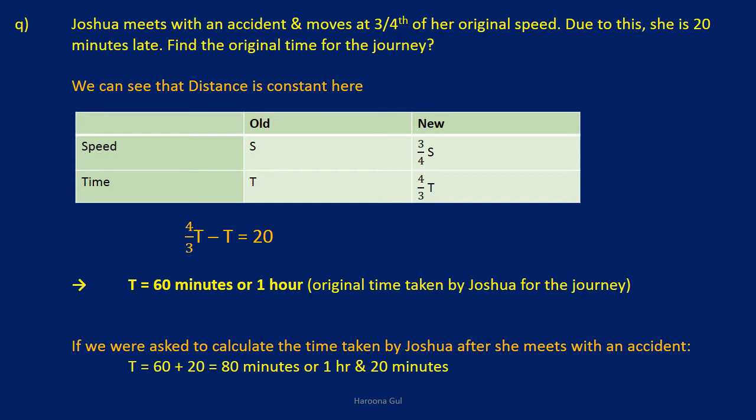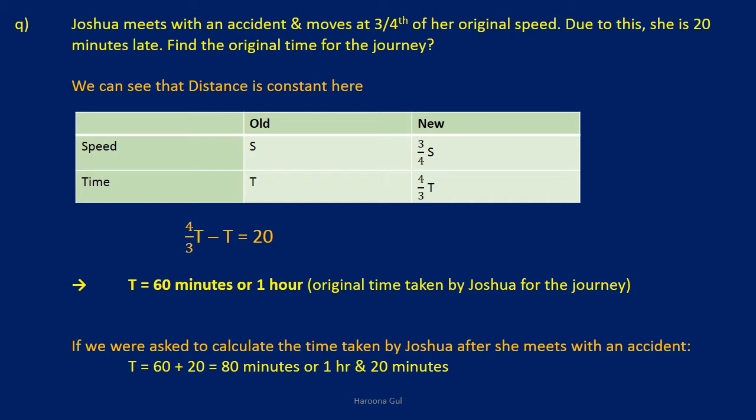So if speed is 3/4 of the actual speed, then the time t taken to cover distance d will be 4/3 of t. We know that Joshua is 20 minutes late after she travels with 3/4 of the original speed. Therefore, 4/3t minus t is equal to 20 minutes, right? And if we simplify it, we get the original time for the journey to be 60 minutes or 1 hour.